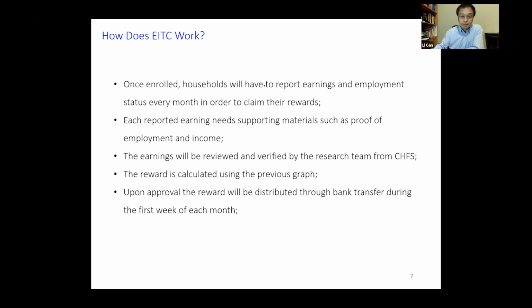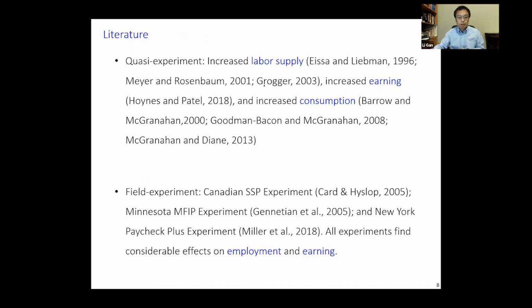Any other changes, such as their employment status, their consumption, and other behaviors, including health status, are tracked based on surveys. This is done roughly every 2 months, going back to the households in the control and the experiment groups.